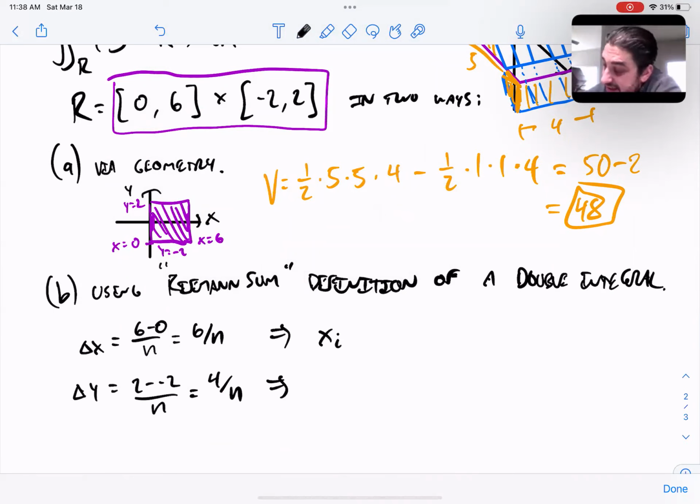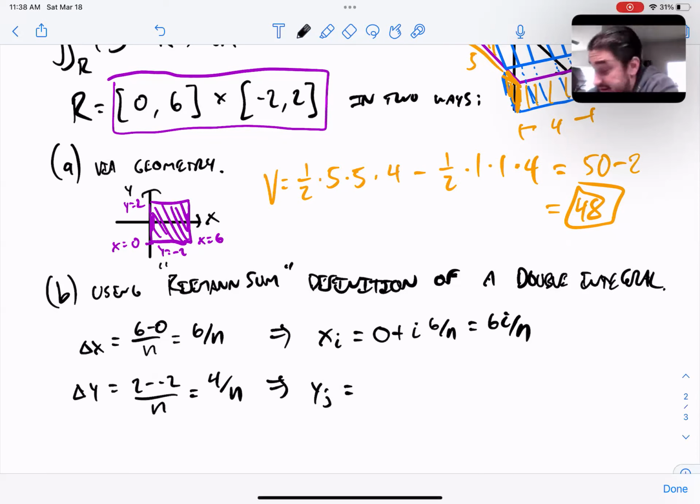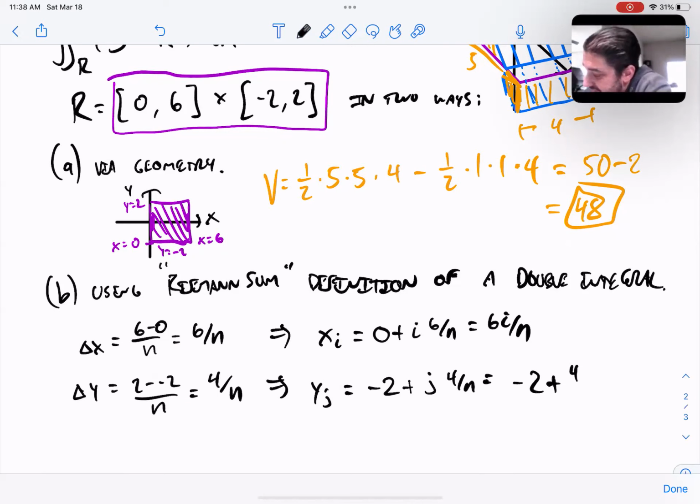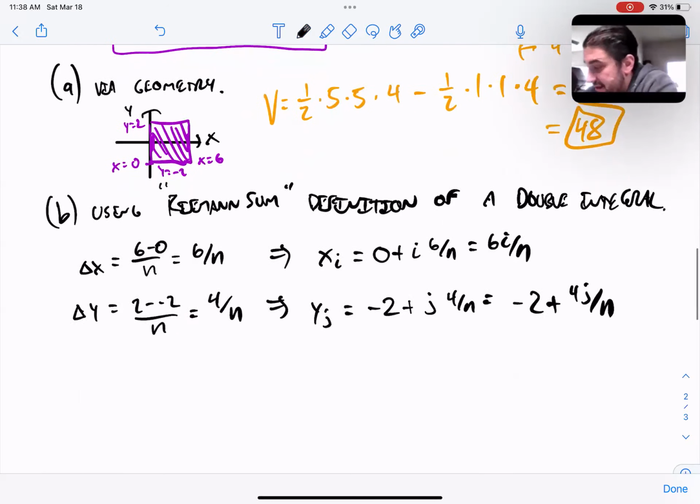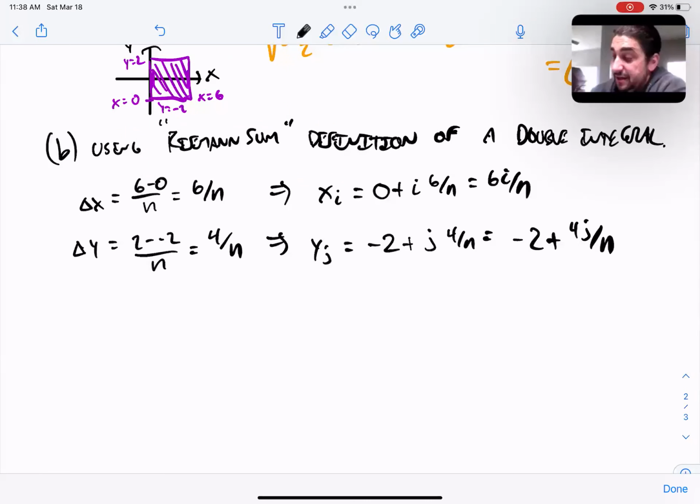Then you do your x sub i, but here you're just going to do x sub i and y sub j. So what is x sub i? It's going to be a plus i delta x, right? And then y sub j is going to be c plus j delta y, right? Then we're going to plug all that in to our double integral.